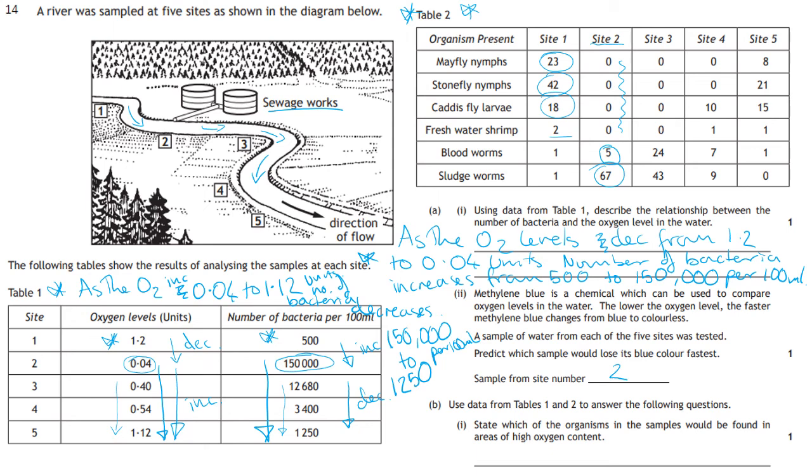Next, use data from tables 1 and 2 to answer the following questions. Part 1. State which of the organisms in the samples would be found in the areas of high oxygen. So what I've got to do here is just look for the high oxygen. So 1.2, that's site 1, high oxygen. 5, that's high oxygen. So let's look at site 1 and site 5 in table 2. So what am I going to find? I'm going to find mayfly nymphs. I'm going to find stonefly nymphs.